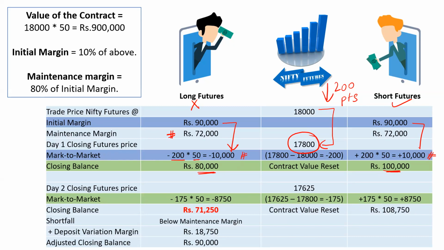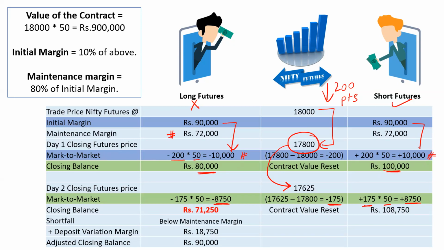Day two, the value of Nifty futures has come down even more and the closing price of Nifty futures as on day two is 17,625. That means next day also the market has come down by 175 points. So we are going to calculate this from the previous opening price of 17,800. So it was 17,800. It has come down to 17,625. That means today also the market has come down by 175 points. So the short is going to make a profit of 175 multiplied by 50, which is 8,750. And the long is going to lose that much amount of money. He is going to lose 8,750.